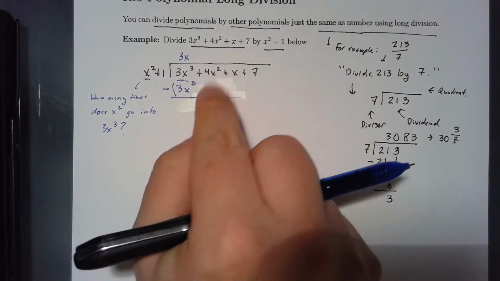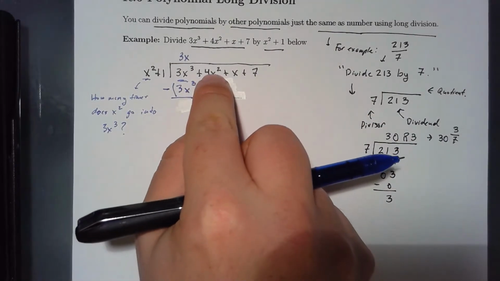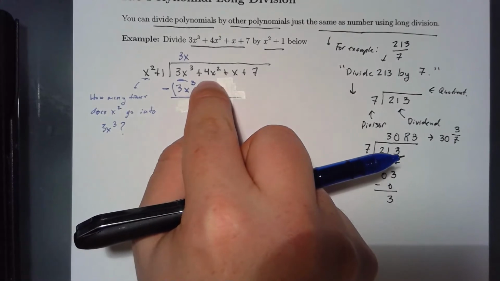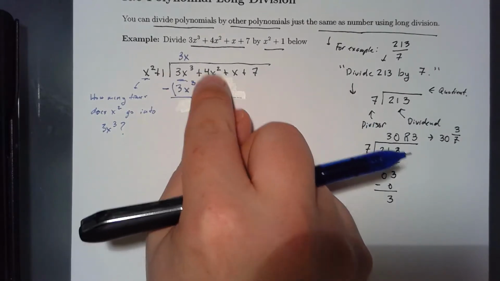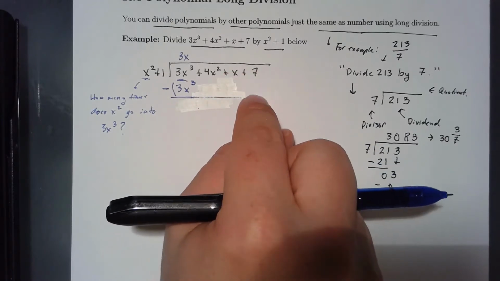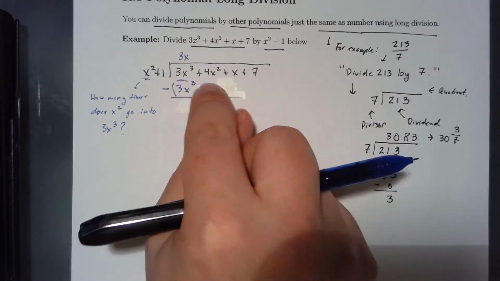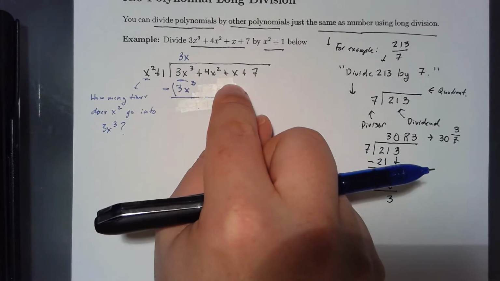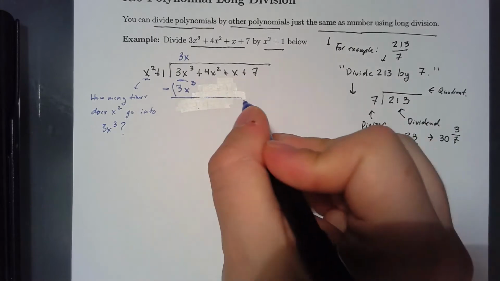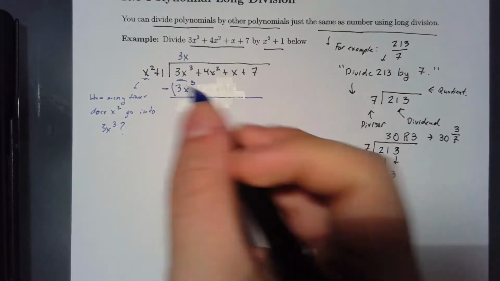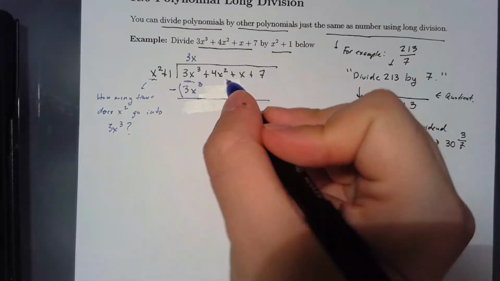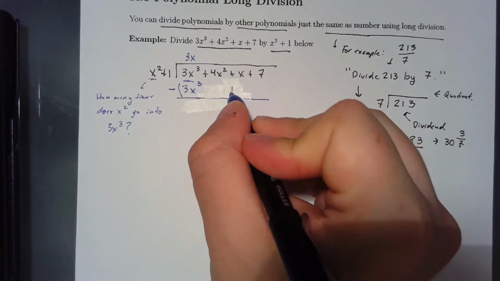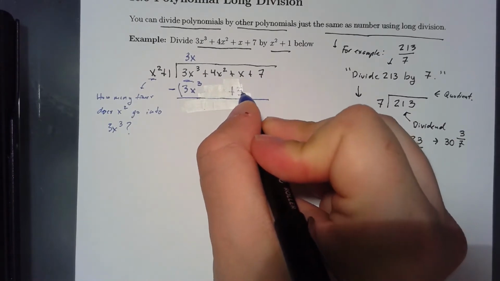So I'm not going to put the 3x underneath the 4x squared part because they're unlike terms. In other words, I'm going to keep these terms aligned based upon their powers. These are the x cubed terms. These are the x squared terms. This is the x terms. This is the constant term. So since 3x times 1 is going to be positive 3x, I'm going to align that underneath the x term.